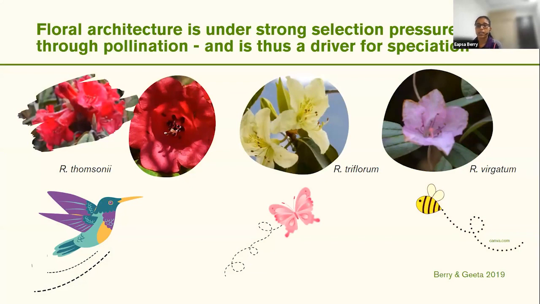Why are studies like this important? Flower shape is a commonly studied attribute of floral architecture. Selection pressure comes through a combination of floral traits that show a preference for and preference by a particular type of pollinator.